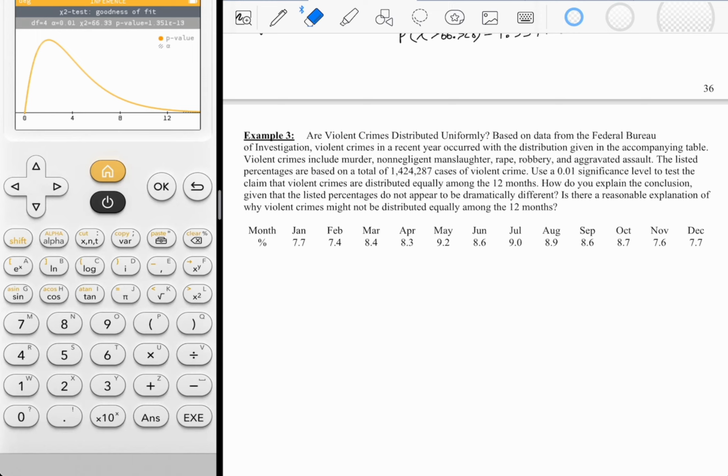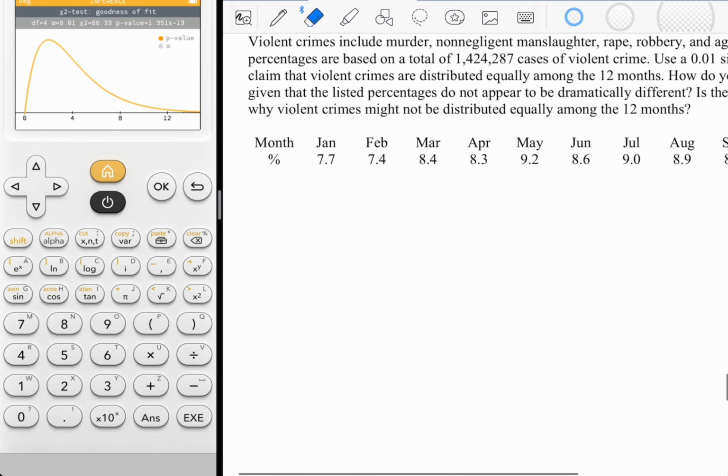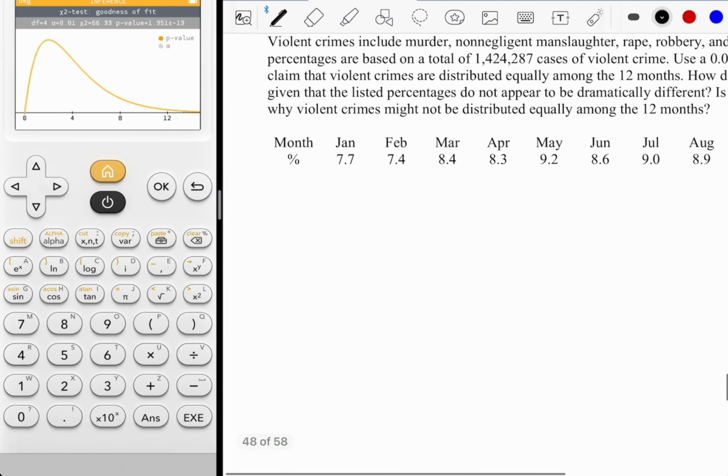All right, so not equally among the categories of violent crime. That's another question I suppose we could ask, but there is data to suggest that more violent crimes occur during the summer months. So is this an example of that? Who knows, right? And then follow up stuff. Now, if it's uniform, so these are our observed percentages.